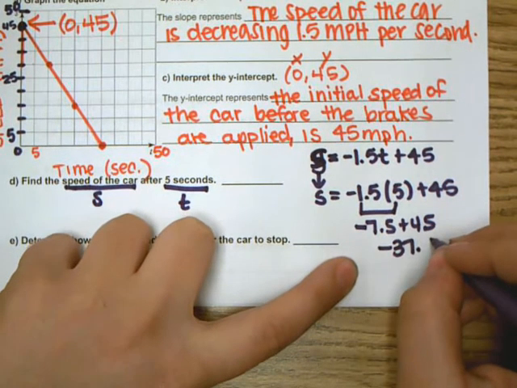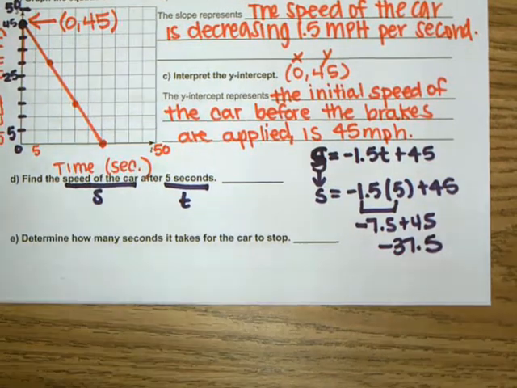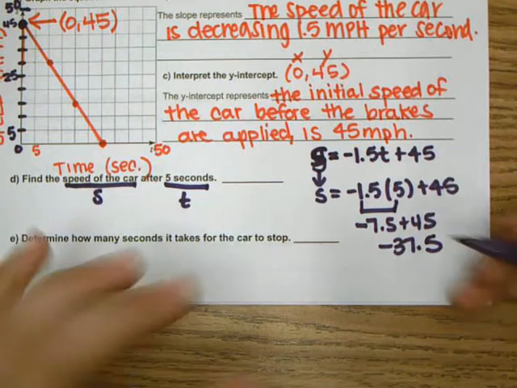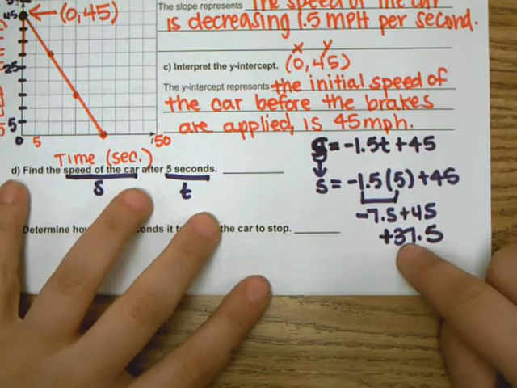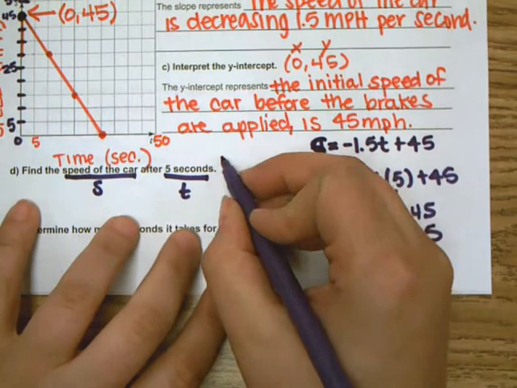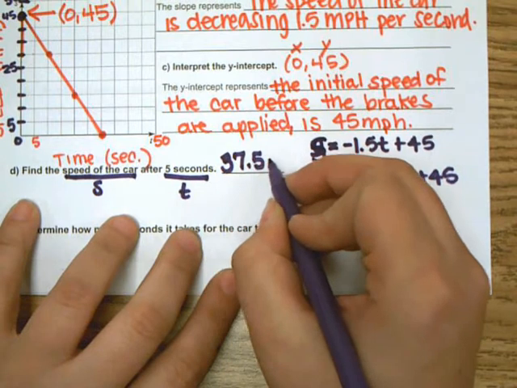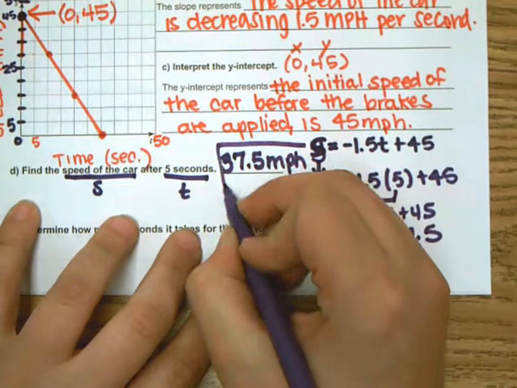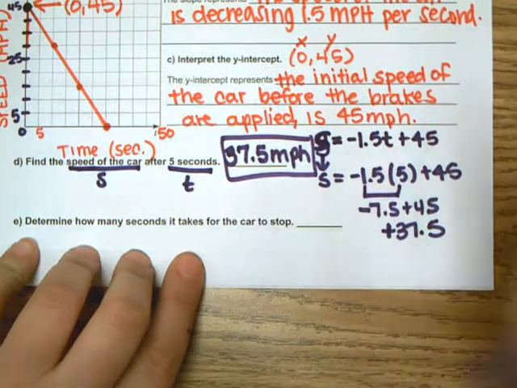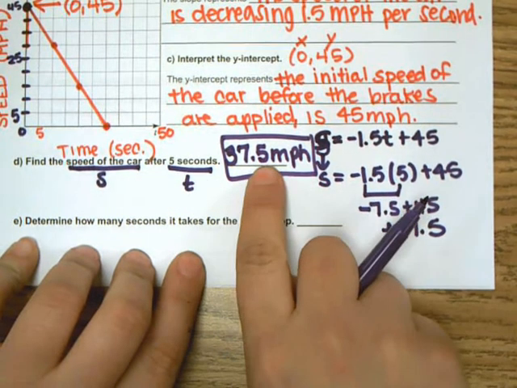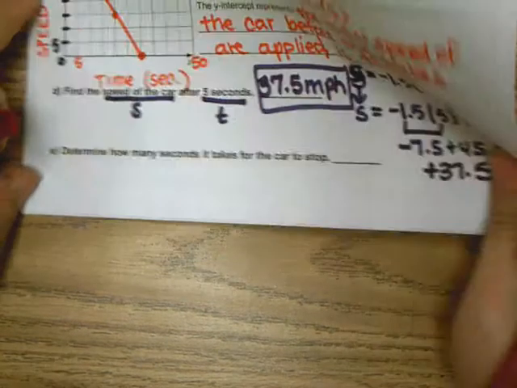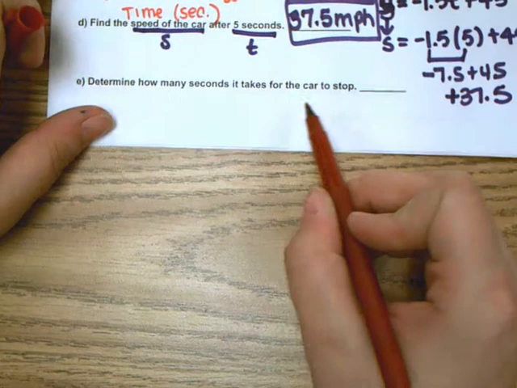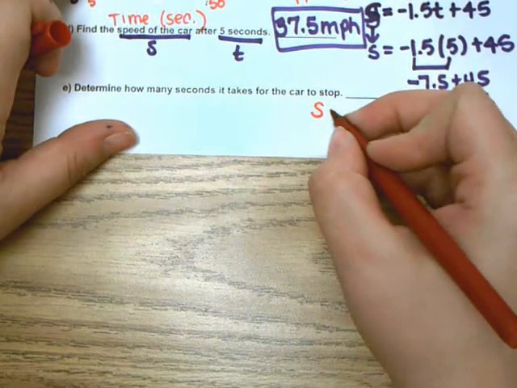So we're going to do negative 1.5 times 5 is negative 7.5, and then plus 45 is negative 37.5. Oh, nope, positive, because 45 is bigger. And the reason why I caught my mistake there is you can't have a negative speed, so that's why I knew I did something wrong. So the speed of the car is 37.5 miles per hour after 5 seconds. So the person presses the brakes, and in 5 seconds, this is how slow the car is going.